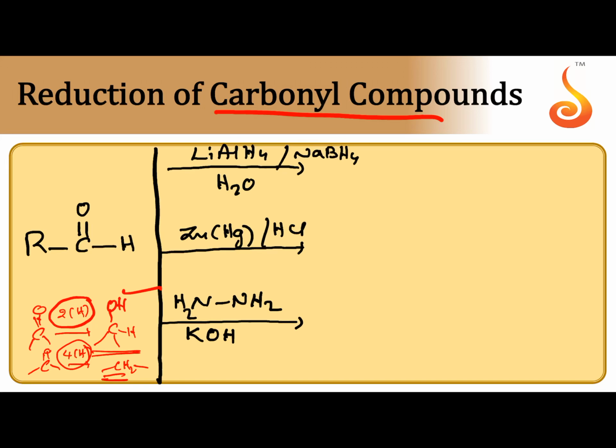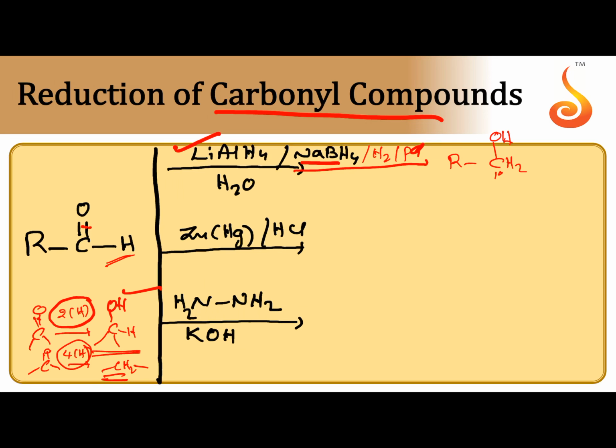For the preparation of alcohol, incomplete reduction, lithium aluminum hydride or sodium borohydride or even hydrogen in the presence of palladium we can use. Then incomplete reduction takes place. RCHO becomes RCH2OH. If it is ketone, we can get RCH(OH)R, means secondary alcohol. From aldehyde, we can get primary alcohol. If it is ketone, we can get secondary alcohol.